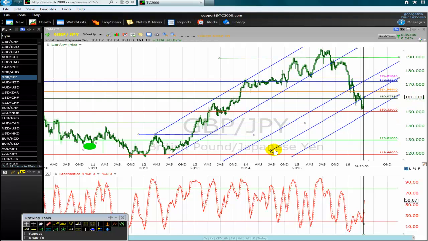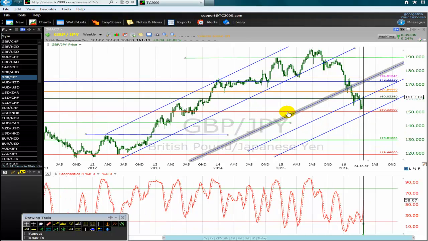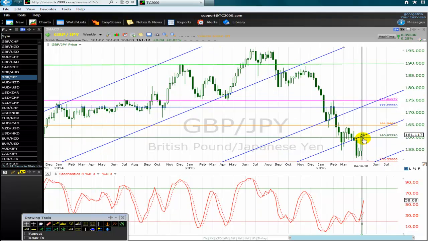So here it is, you see this line. We have a channel here, and the price found support here on the top edge of the channel. It dropped down to the support here, and it dropped down here, but now it's going up. It's now on the edge of this trend line here.